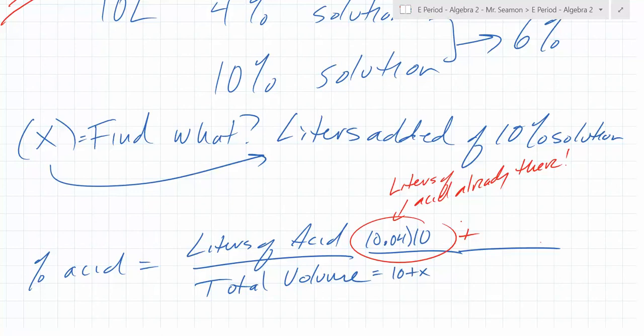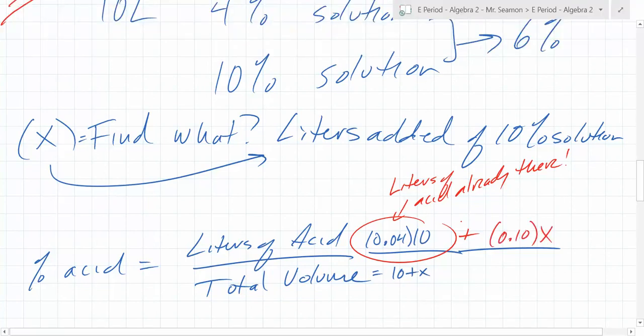How many liters of the new solution are we adding in? Wait, let me finish this first. How many liters of the new solution are we adding in? x. So if we wanted to know how much acid we're adding in, you have to multiply x times what? What's the new concentration? How did we get this right here? Correct. Exactly. So this is just 0.10 times x.